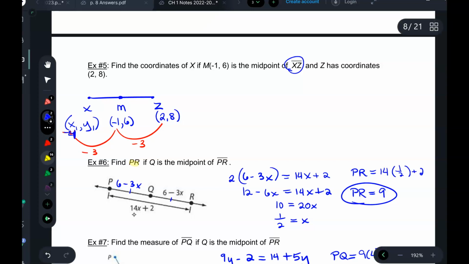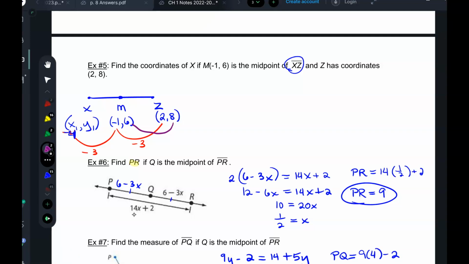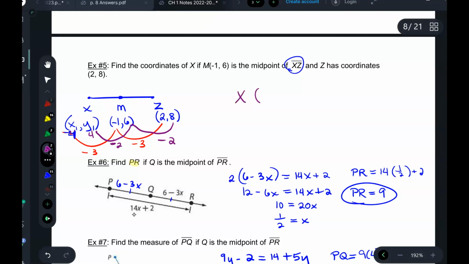And then let's look at this one. Let's look at 8 to 6. What do I have to do to go from 8 to 6? Subtract 2. We're working backwards, though, this time. And then subtract another 2. So if I have 6, subtract another 2, I get 4. So the ordered pair for X is -4, 4.